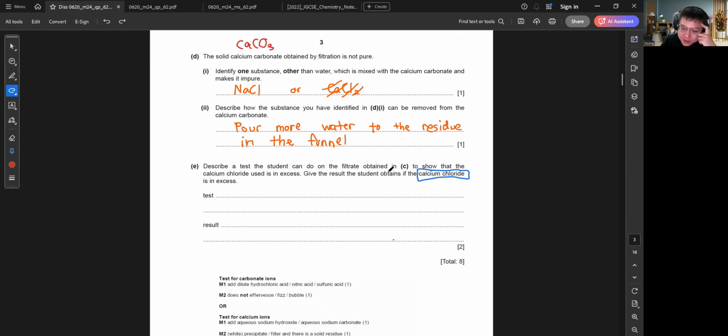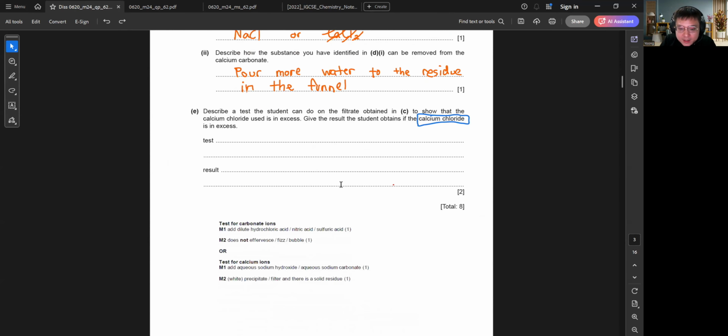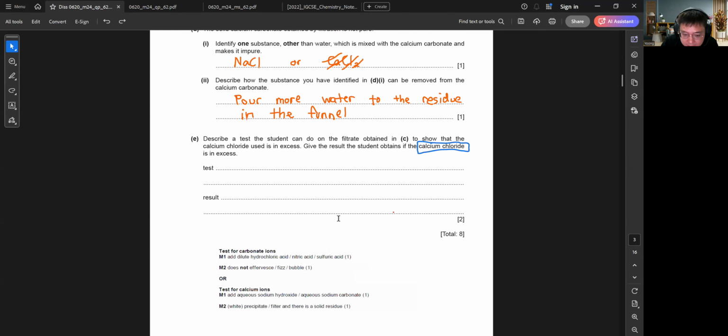Give the result the student obtains if the calcium chloride is in excess. So basically, they just want us to prove that calcium chloride, CaCl2, is down here, because only when it is in excess will it be able to flow down. If it was not in excess, it wouldn't be flowing down. It would just disappear all around because all of it would have been reacted. Anyway, CaCl2. So let's ask ourselves, which one can we test?